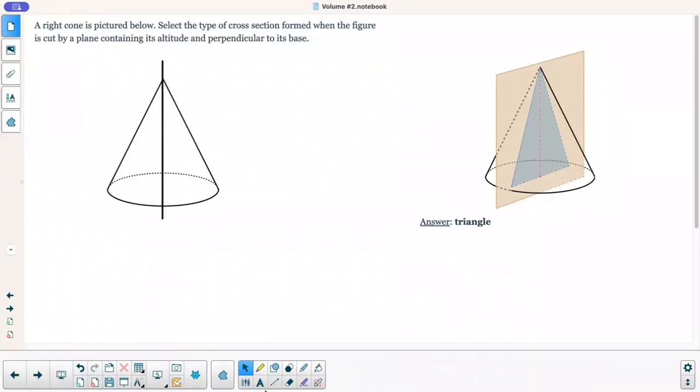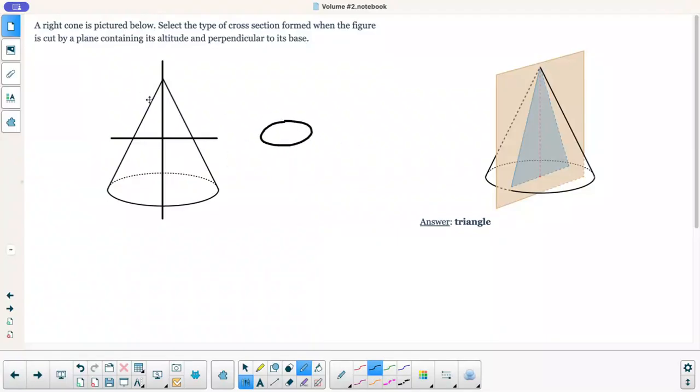Now, if I cut it parallel to the base and open it up, it would be a circle. Depending on the size, the higher up I slice it, the smaller it gets. And the lower I slice it, the bigger my circles will be.